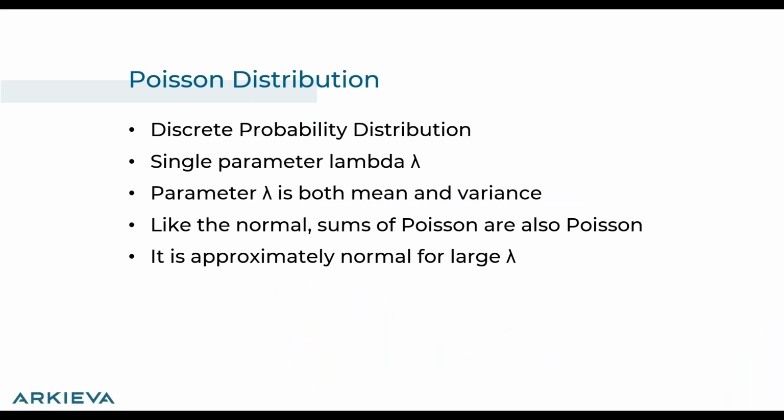Just summarizing, the Poisson distribution is a discrete probability distribution. It has a single parameter called lambda, which is just the average. That parameter is both the mean and the variance. Like the normal distribution, sums of Poisson are also Poisson. And important to remember, the Poisson distribution becomes approximately normal when the value of lambda is large. All right, so that's one case, and hopefully you can put it to use in your business.